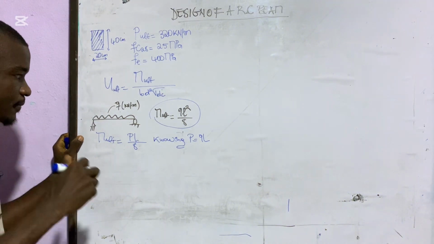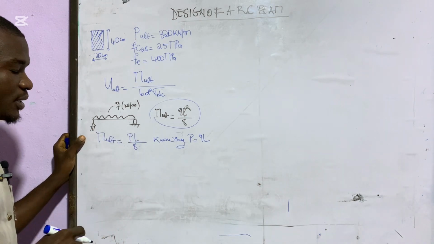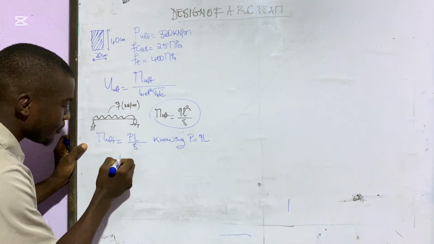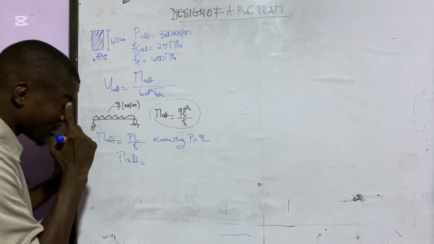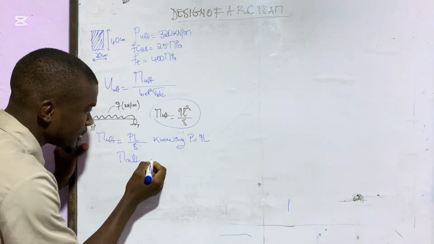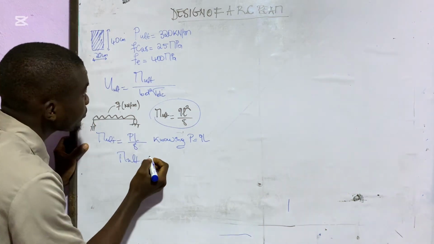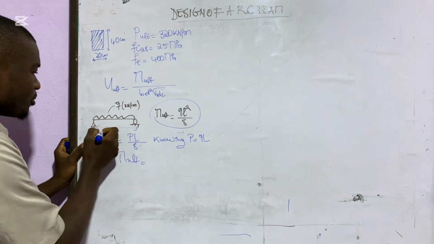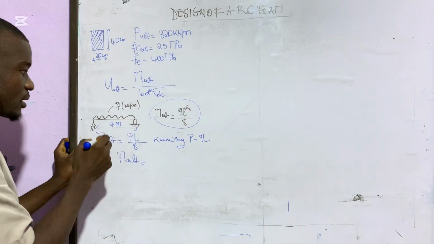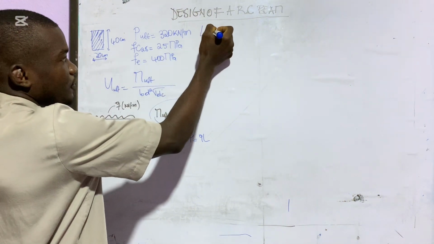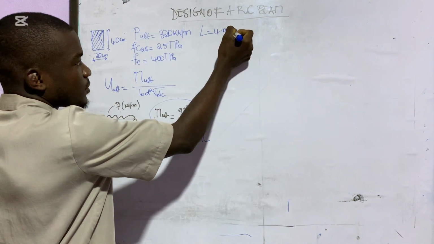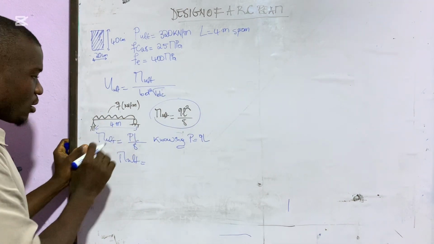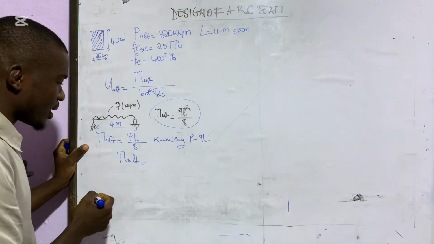As we have been given the P ultimate already, we simply make the numerical application. We have our M ultimate, that's the maximum bending moment. We have not been given the span of our beam. Let's just consider that our beam has a span of 4 meters. This is information lacking. So now we can apply our formula to have the maximum bending moment.